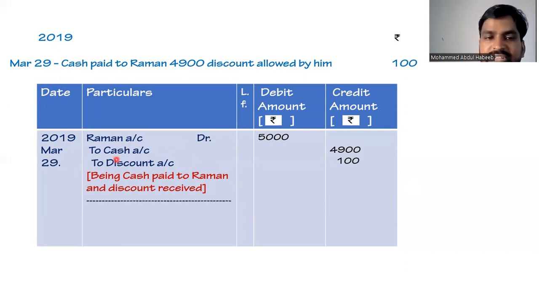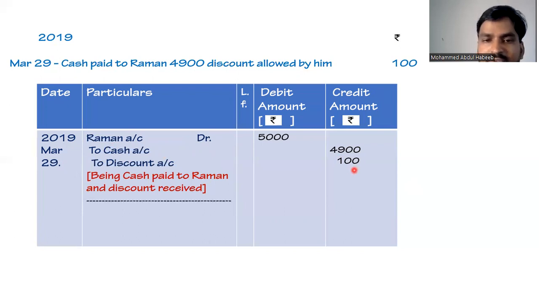And as Raman is the receiver of cash, the name of Raman will be debited. So the general entry becomes Raman account debit to cash account. How much cash we are paying? 4,900. So it will be recorded as 4,900. Discount allowed by him 100 rupees. It means that Raman is allowing a discount to the business of 100 rupees. So this time the business is receiving discount.